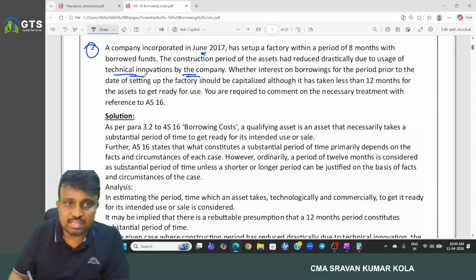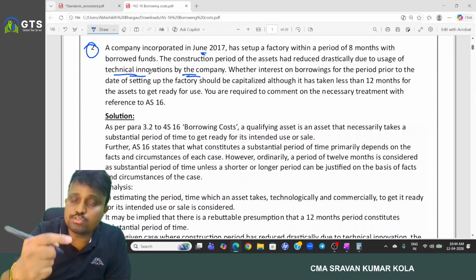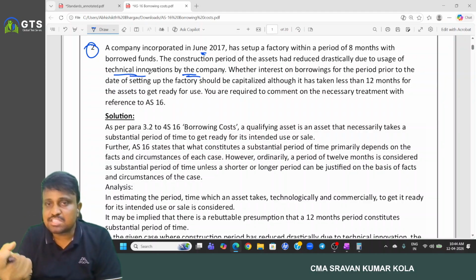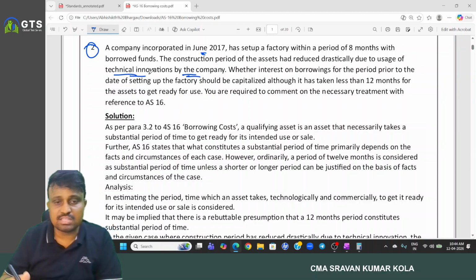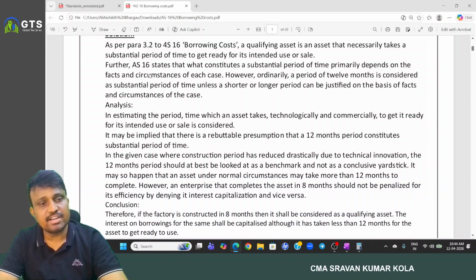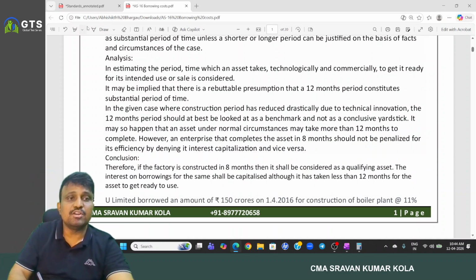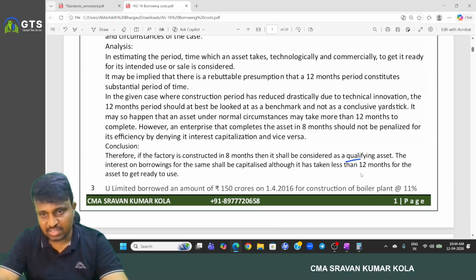He clearly stated technical innovation. So, new technology was introduced or used by the company. Due to that, the construction period has decreased to 8 months. So, there is supporting evidence. That's why, even though it is less than 12 months, it is treated as a substantial period. And during that period, any borrowing cost incurred will be added to the cost of the asset. Okay. Yeah, next.